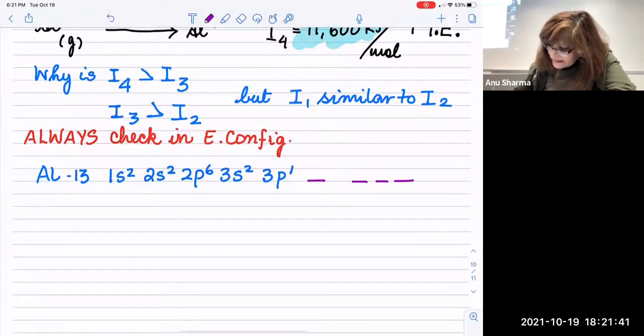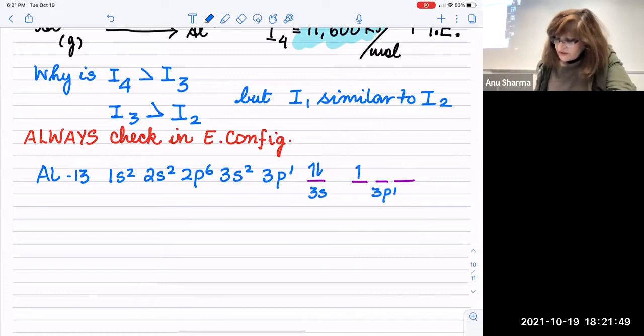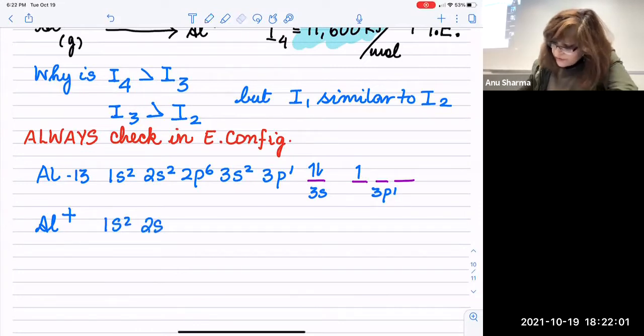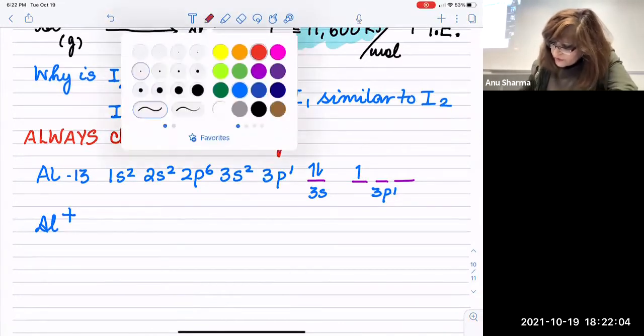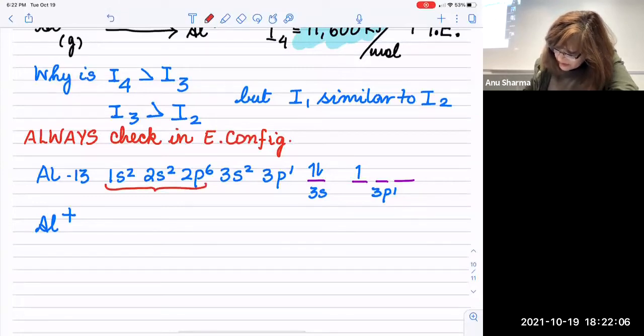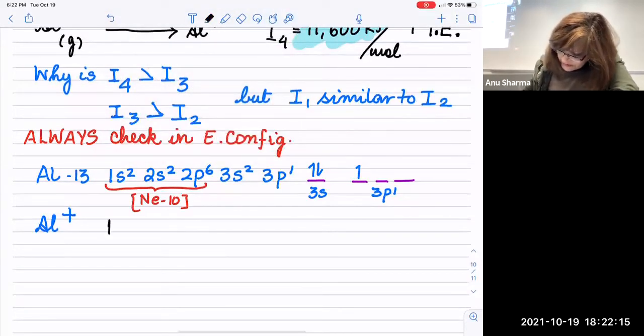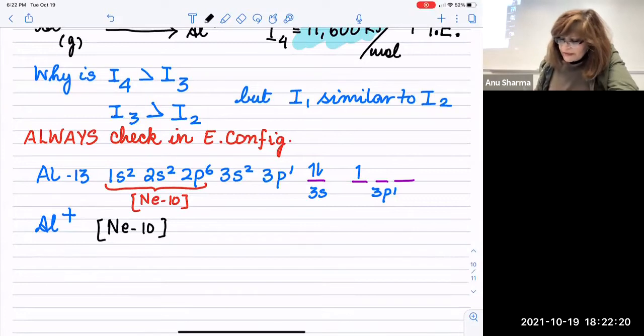So it is looking like this. 3s2 is this, and 3p1 is this. So that's aluminum 13. Now comes aluminum with plus 1 charge. Instead of writing this whole thing, I'm going to just make it condensed so we can focus on these guys first. So this is the neon core, neon 10, and we need to remove only one electron.